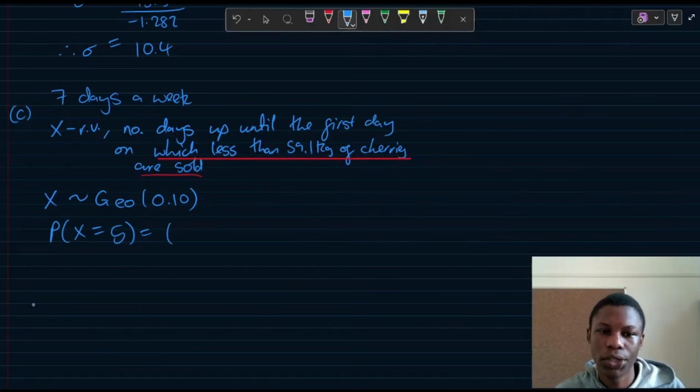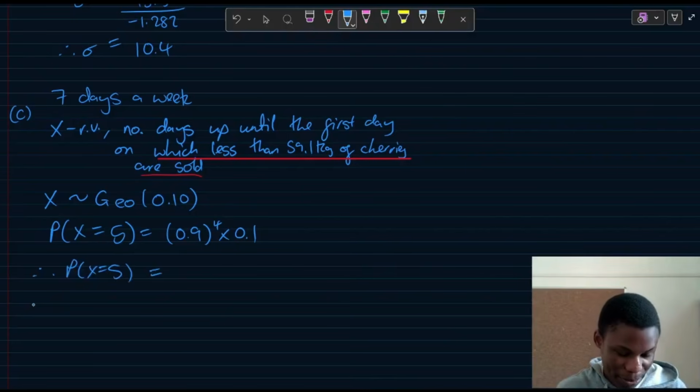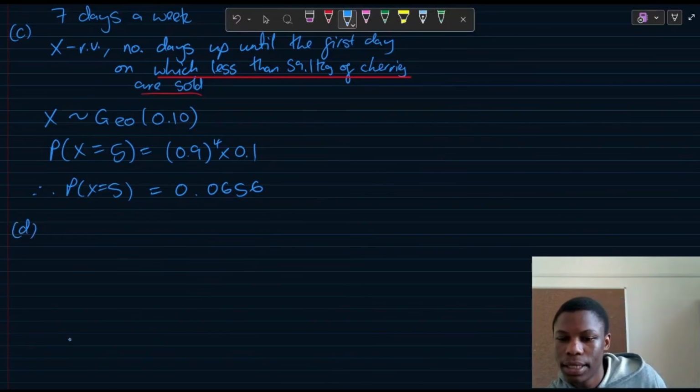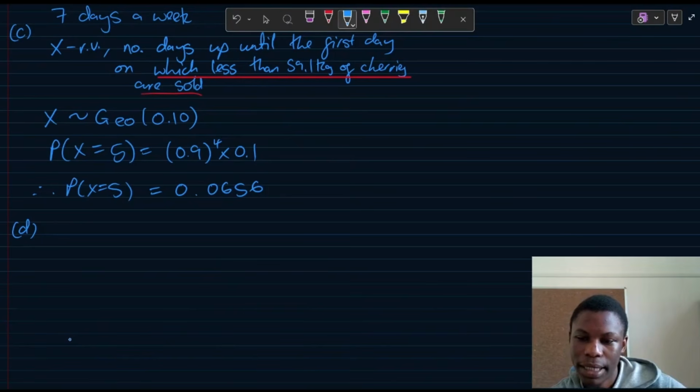So in this case, our q is 1 minus 0.1, which is 0.9 to the power of 5 minus 1, 4 times 0.1, 0.9 to the power of 4 times 0.1. That gives us 0.0656. And then we've got part D, which says, find the probability that in a randomly chosen week, the first day on which less than 59.1 kgs of cherries are sold before the 5th day of the week.